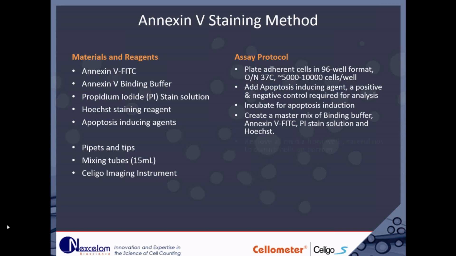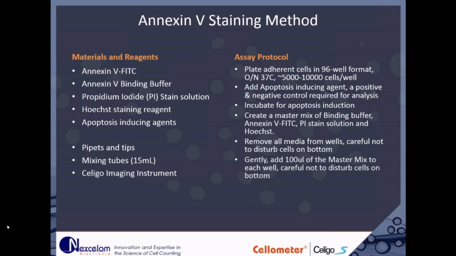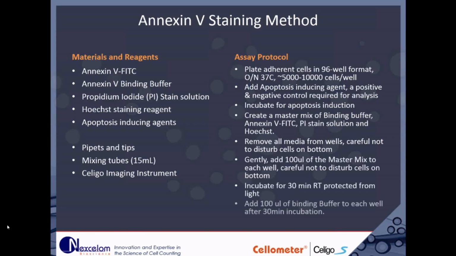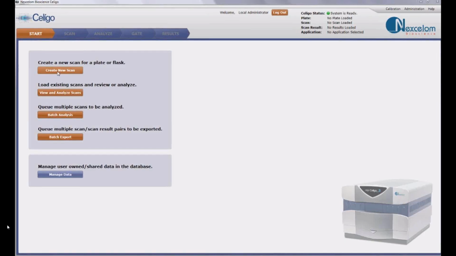You'll incubate for X number of hours. This can be 6 hours, 24 hours, 96 hours. Then you create a master mix of the stains, remove the well liquid and add the master mix to the wells. Let this sit for 30 minutes, then you come in and add more binding buffer, and then you image on Celigo. If you want more information on the lab portion of this, you can look on our website.